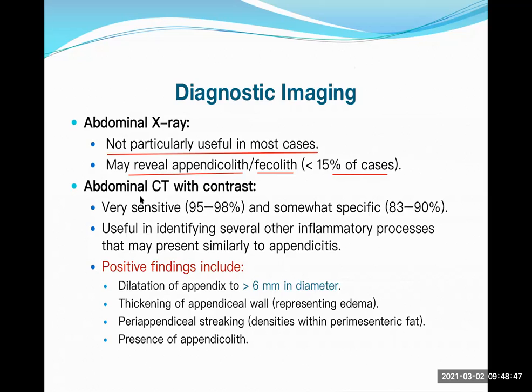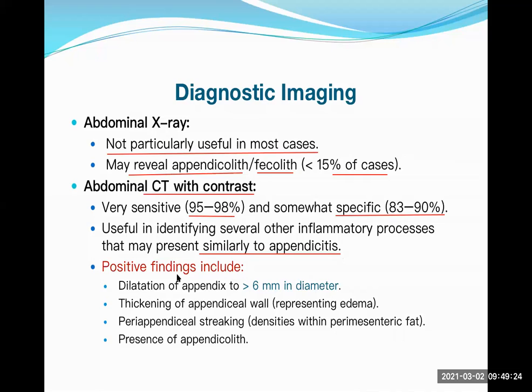Now, another one is abdominal CT with contrast. This is a very important test. Now, see here, it is very sensitive, almost around 98% sensitive, and specific also, around 90%. So this is an excellent investigation for the diagnosis or confirmation of appendicitis. It is also useful in identifying several other inflammatory processes that may present similarly to appendicitis. That means, to rule out the differential diagnosis, CT scan is a very important test.